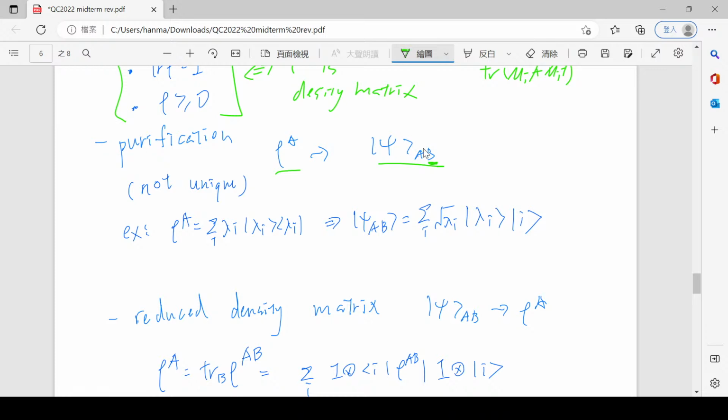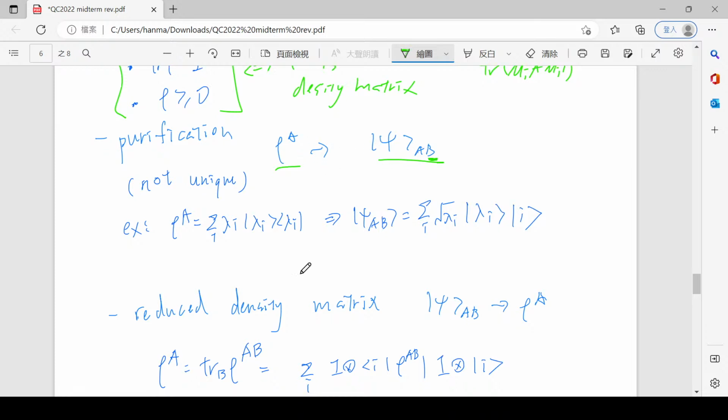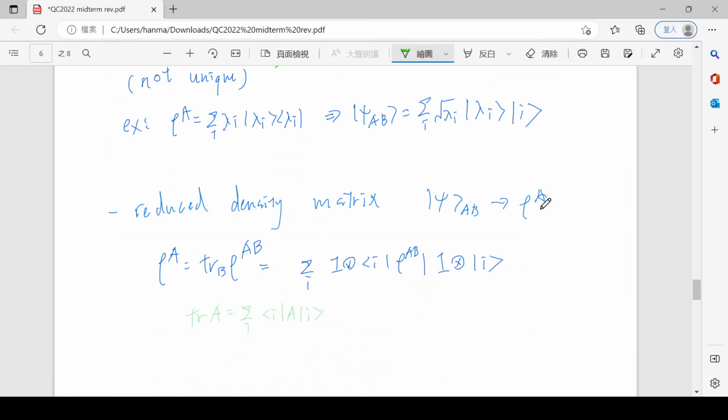Sorry, I should reverse the order. Let's talk about the reduced density matrix first. You have a pure state psi AB. Then you can think about its behavior on the system A as just a density matrix rho A. What you do is this partial trace operation, trace B.